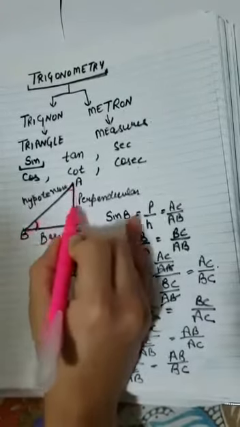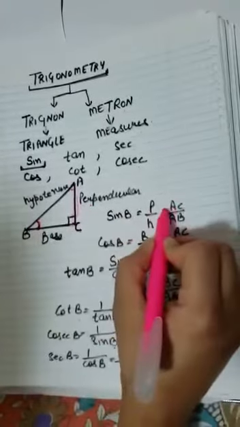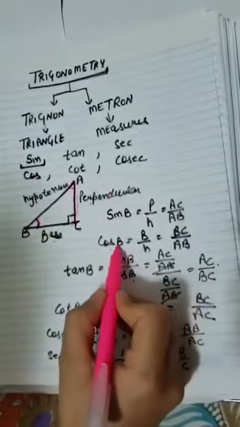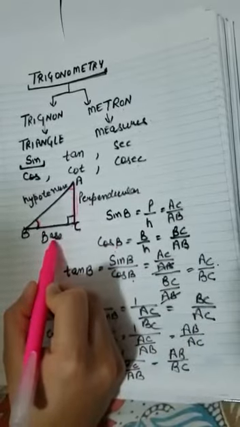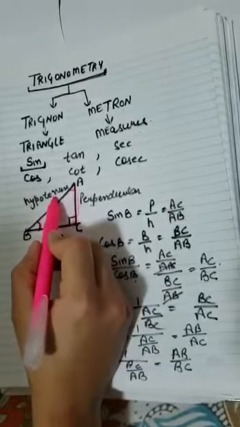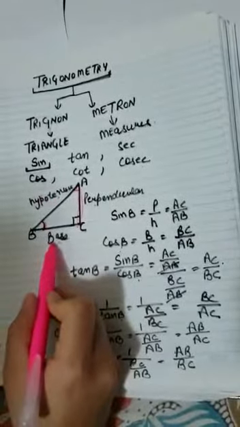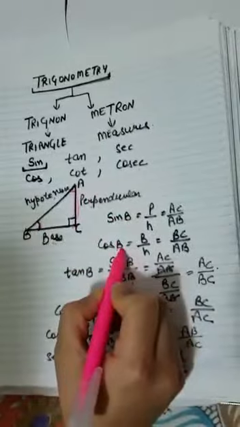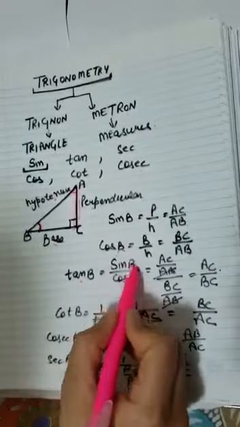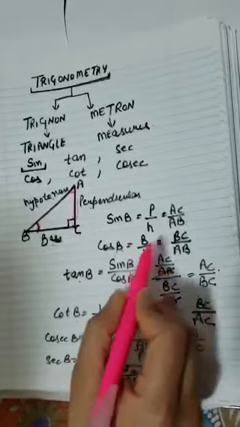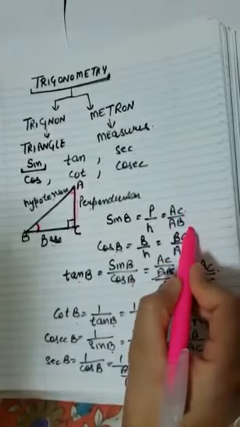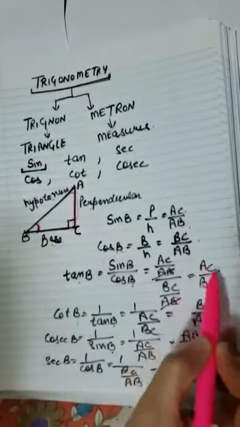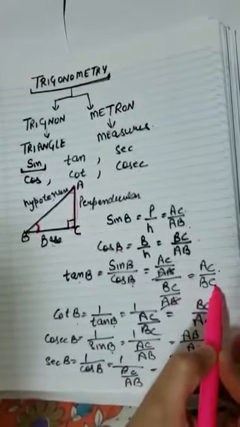That is equal to AC divided by AB. Cos B is base divided by hypotenuse, the side adjacent to angle B divided by the hypotenuse. Tan B is sin B divided by cos B. Sin B is AC divided by AB, and cos B is BC divided by AB. AB cancels, so it is equal to AC divided by BC.